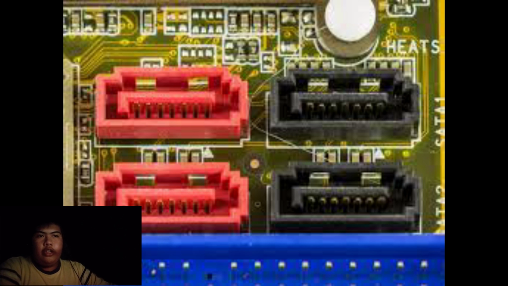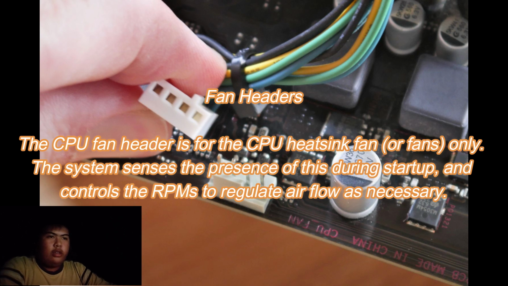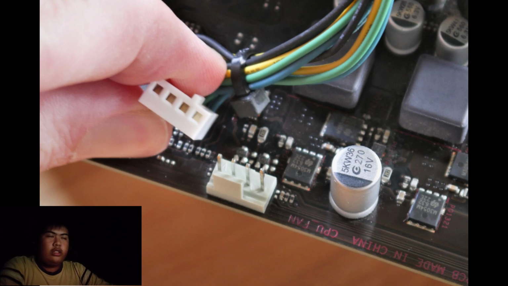And then fan headers. The CPU fan header is for the CPU heatsink fan, for fans only. The system senses the presence of this during startup and controls the RPMs to regulate airflow as necessary. This is the fan header, where the CPU fan is plugged in.